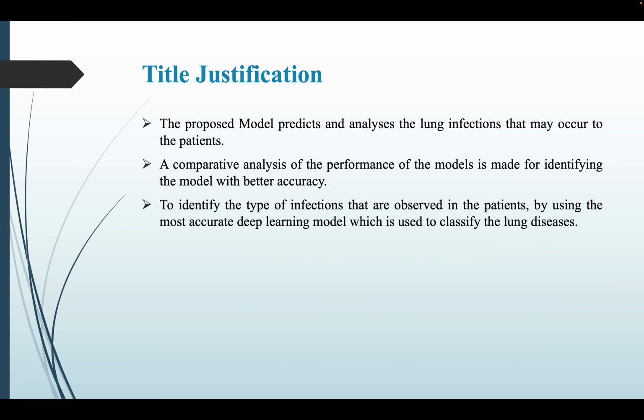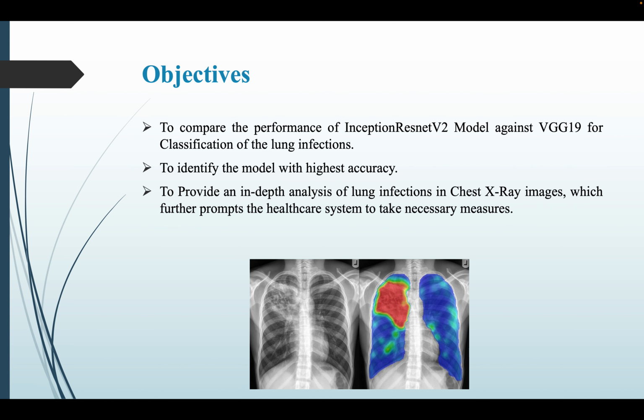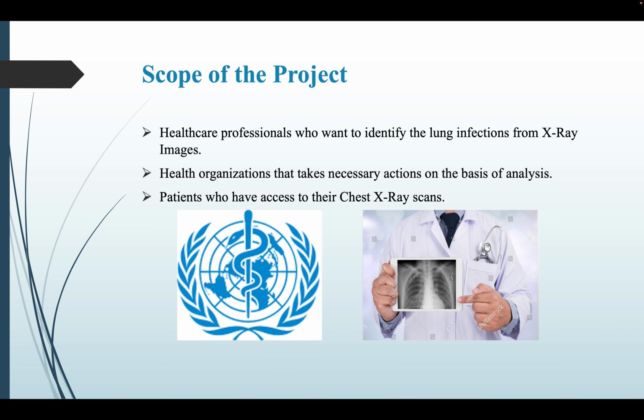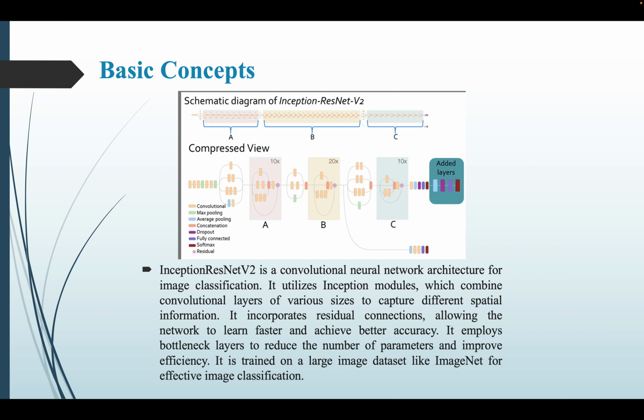So this is our title justification. The proposed model predicts and analyzes the lung infections that may occur to the patients. These are the objectives of the project: I chose to compare the performance of two models and find the model which has the best accuracy. This is the scope of our project: healthcare professionals who want to identify lung infections from X-ray images, or health organizations that take necessary action on the basis of analysis, or patients who have access to chest X-ray scans.